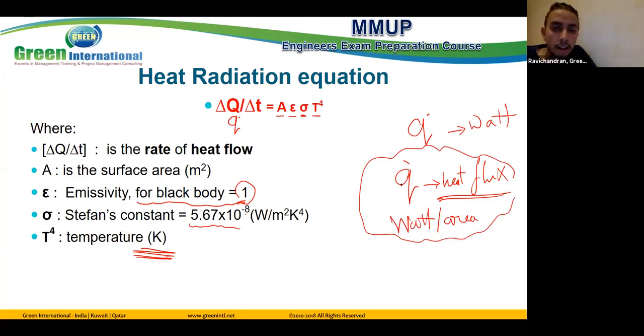In this case, when you go to the problem and don't find some information, for example for radiation, no information for area or emissivity, it tells you it is a black body, which is 1. This one is constant, not given. In the whole problem we found just one given temperature. That's it.